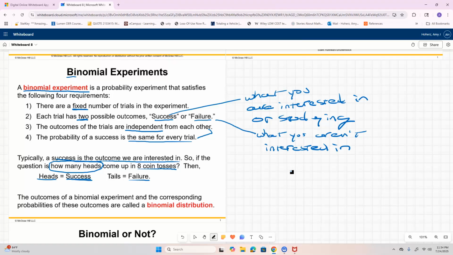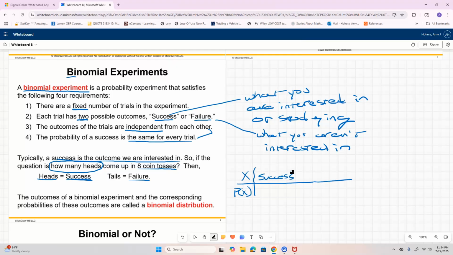The outcomes of a binomial experiment and the corresponding probabilities are called a binomial distribution. So in other words, when we're doing a binomial experiment, if you were to make a binomial distribution, you would only have two things. You would have whatever you're interested in.